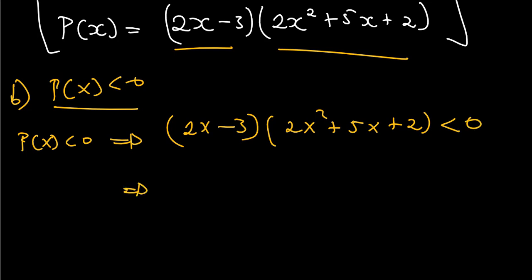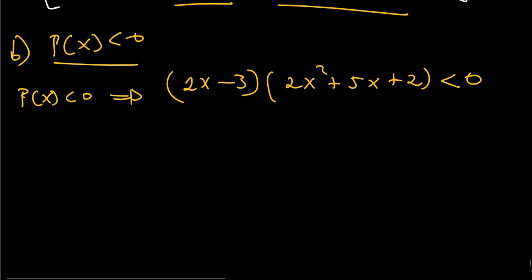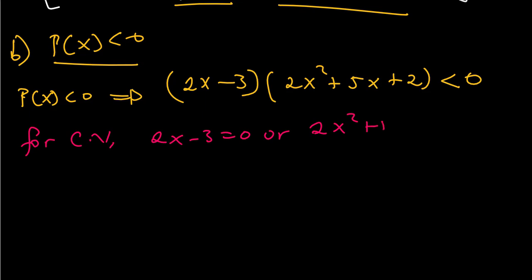So this means now at this case we are at this level, I'm just going to go straight to the critical values. So let's obtain the critical values for this inequality. For critical values, we get that either 2x minus 3 is equal to 0, or 2x squared plus 5x plus 2 is equal to 0. So from here we get that x is equal to 3 divided by 2, or now at this stage we have to solve this quadratic.